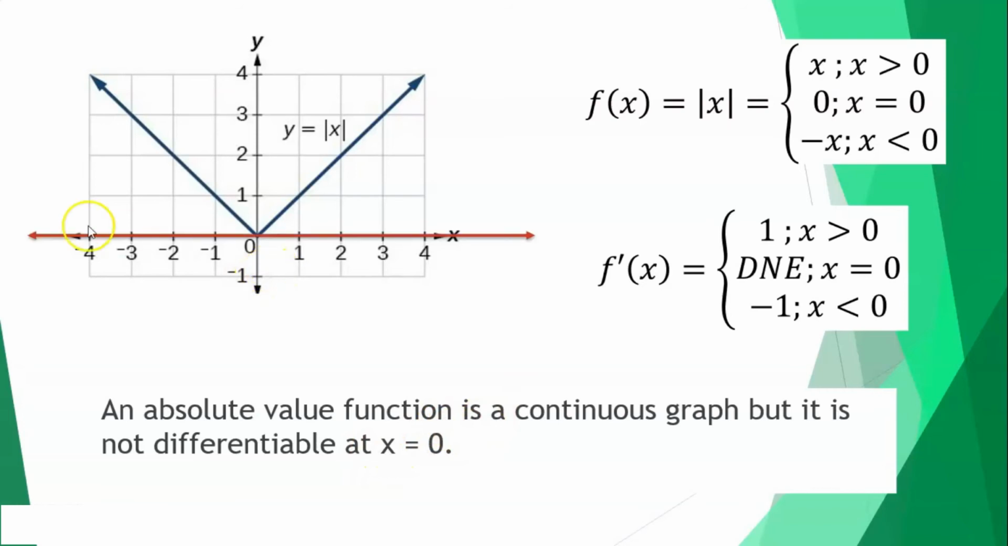Because aside from that, when you draw your tangent line at this point, it is actually a horizontal line in which its slope is equivalent to 0. So take note of that. A graph could be continuous, but not differentiable. So take note also, at x equals 0, there is a sharp corner at this point.